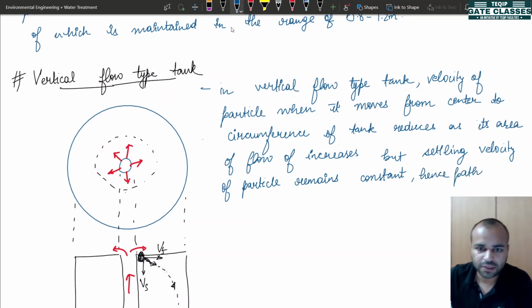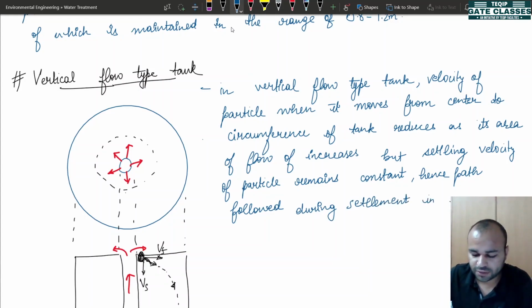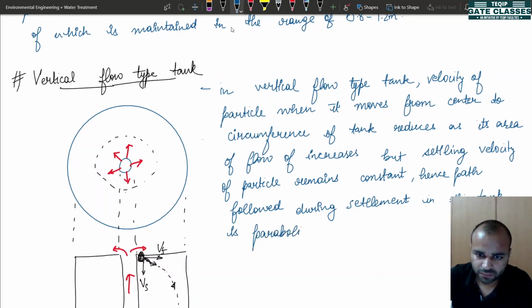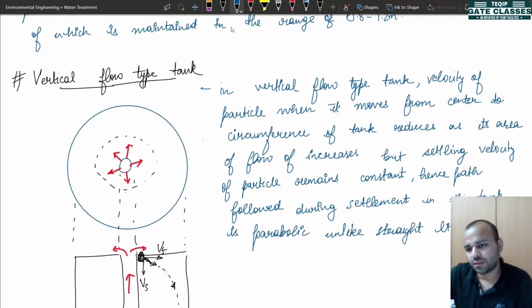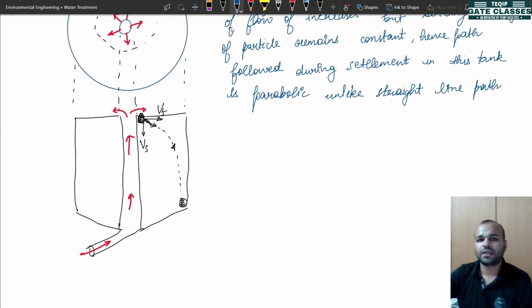Hence, the path followed during settlement in this tank is parabolic, unlike the straight line path that is observed in the horizontal flow type tank.